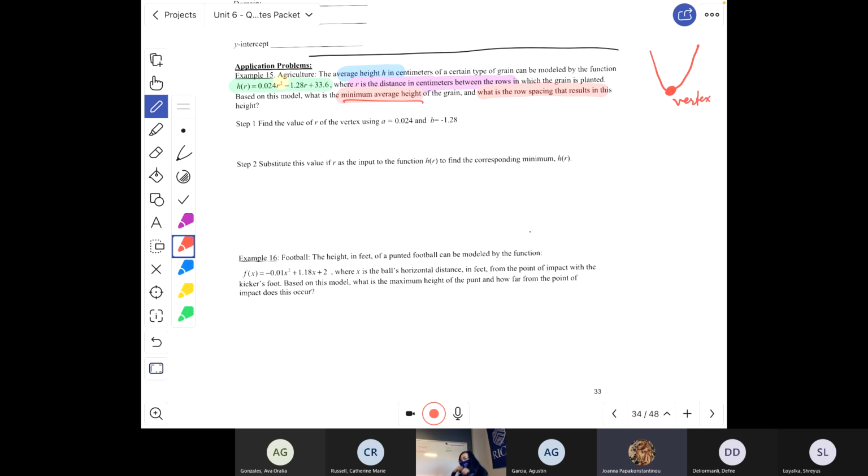So the first thing we need to do is find the value of r of the vertex. So r sub v, instead of x, it's r, right? Because our input is r, where a is 0.024 and b is negative 1.28. So how do I find that vertex? Remember, it's negative b over 2a to find the x, or the r value. So if I just substitute in, I get negative 1.28 over 2 times 0.024. Now I'm going to put that in the calculator, and what am I going to get?